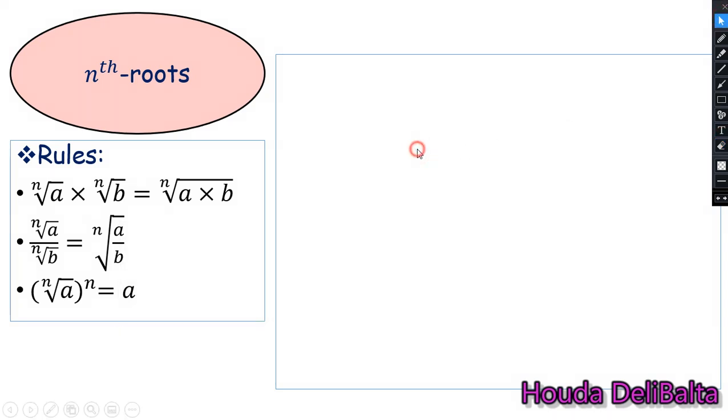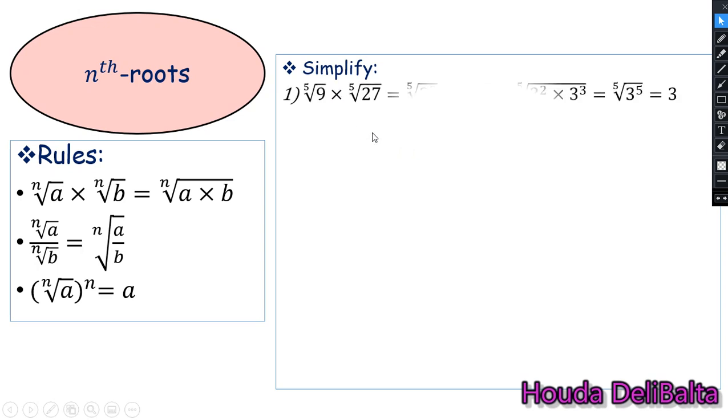Let's start by this. Simplify fifth root of 9 times fifth root of 27. So, first of all, I have to decompose the numbers inside into prime factors, powers of prime factors. I will get fifth root of 3 squared times fifth root of 3 cubed. Since I have the same index, I can put them under the same fifth root, and I will get fifth root of 3 squared times 3 cubed, which is fifth root of 3 to the power 5 indeed. That's equal to 3 to the power 1 by dividing this power by this index outside.